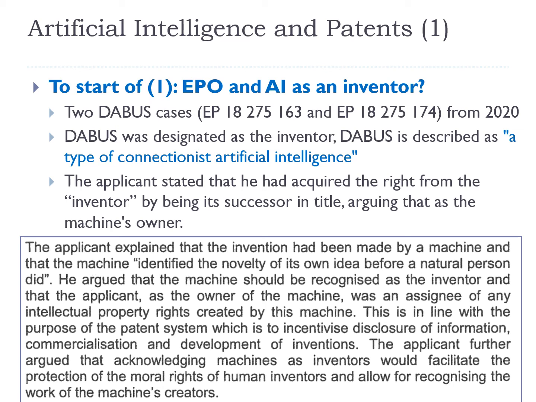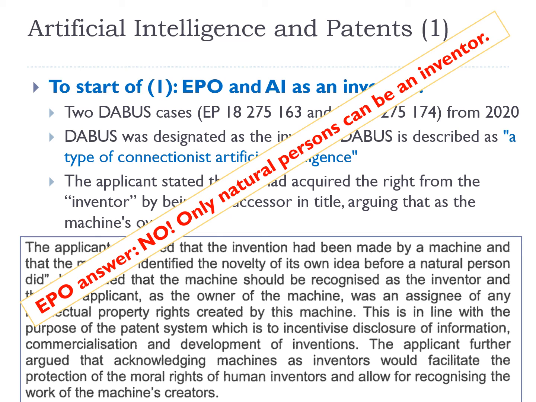DABUS was described as a kind of connectionist artificial intelligence and designated as the inventor. And then the applicant said, well, we have the right to it by being the successor of DABUS in title, since they are the machine's owner, right? And then what they were saying is, well, this machine identified the novelty of its own idea before any natural person did. And so they said, well, DABUS should be recognized as the inventor. Did it go through with the EPO? No. The EPO says that only natural persons can be an inventor.